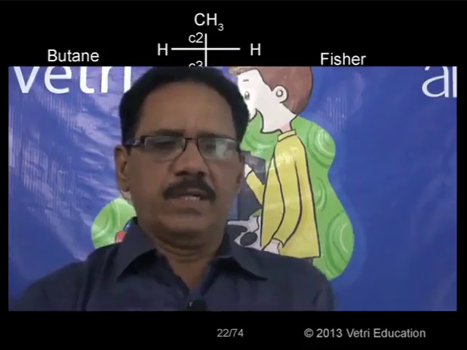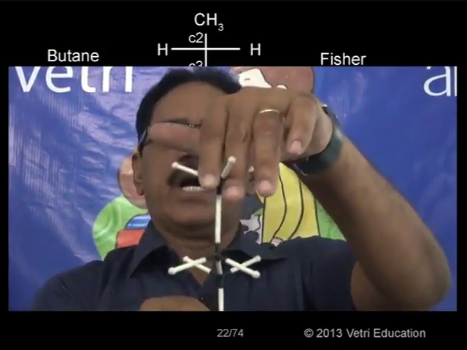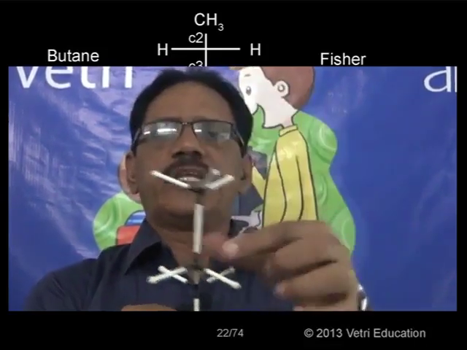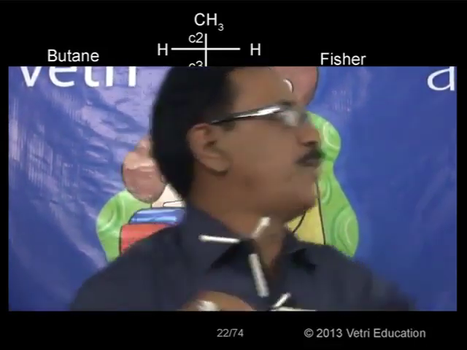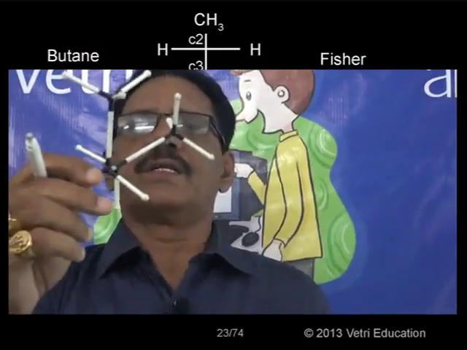The fourth conformation. So what you are seeing is the fourth. CH3 and CH3 are again 180 degrees away from each other. This is the most stable, number four. Just see that. Okay, let me go for the next one. Now see that after 60 degree rotation, this is now.